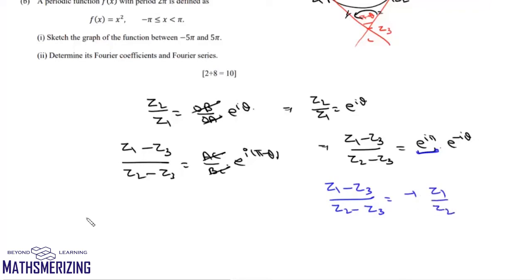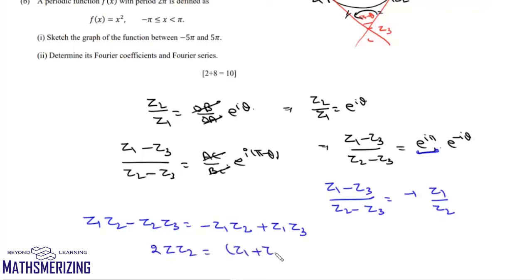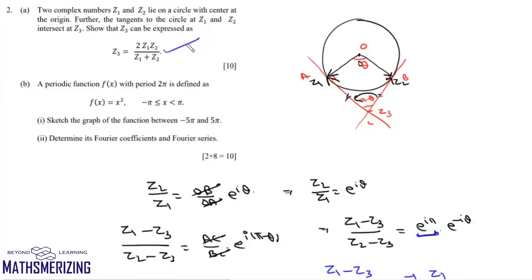So we'll cross multiply. We can write z1 z2 minus z2 z3, and it is minus z1 z2 plus z1 z3. Now we can write this as 2 z1 z2, and it will be z1 plus z2 into z3. So from here we can say value of z3 must be 2 z1 z2 upon z1 plus z2, and that is the answer to this question.